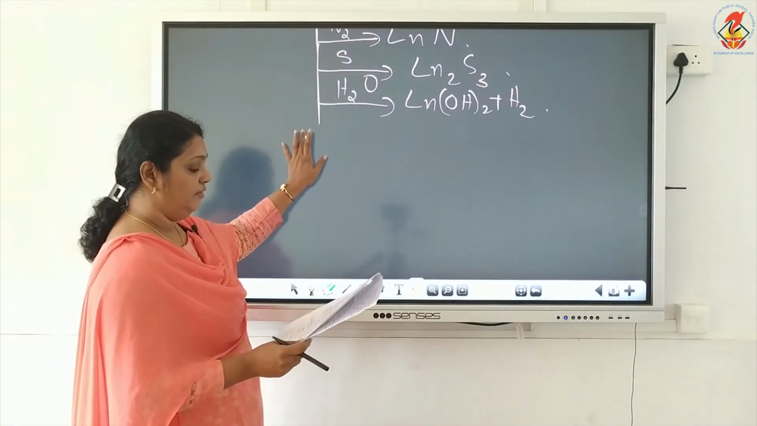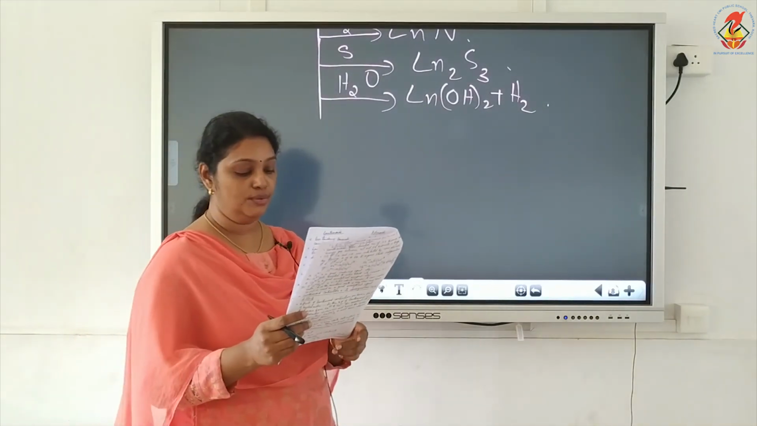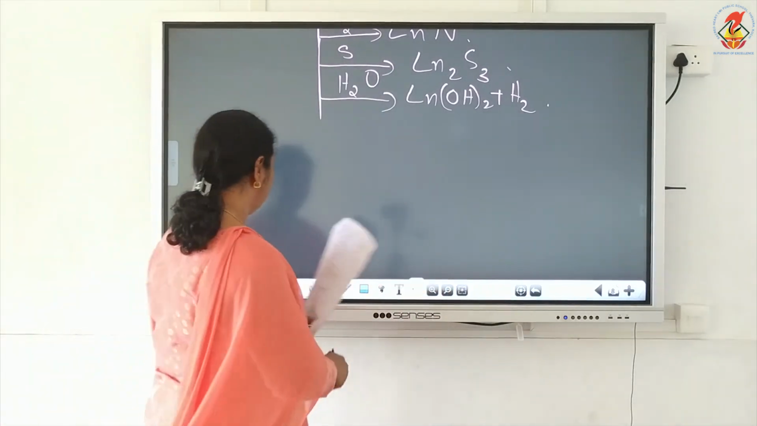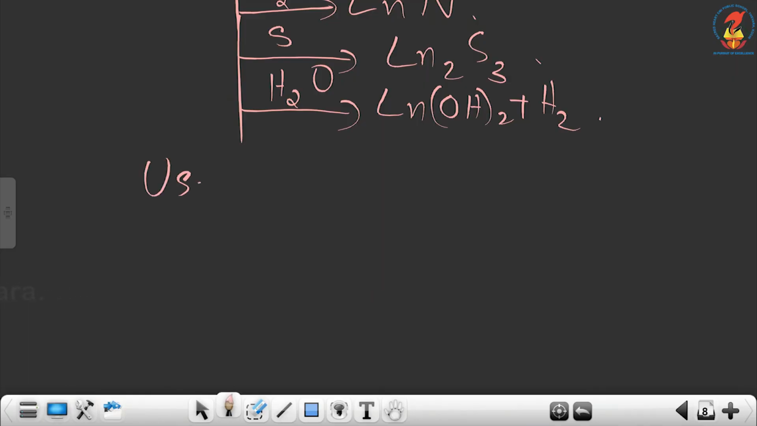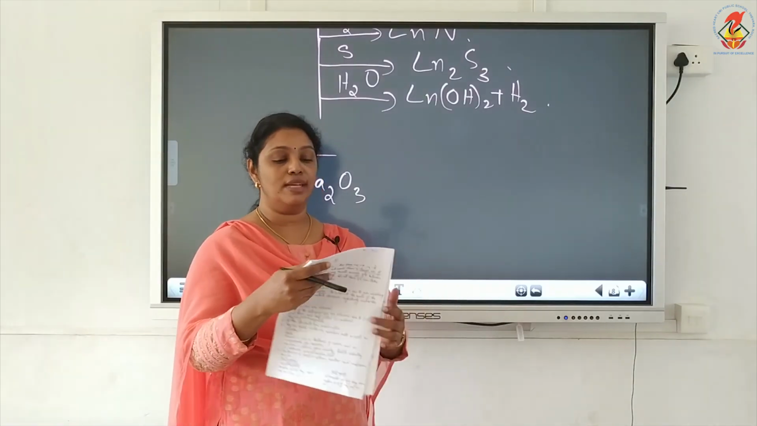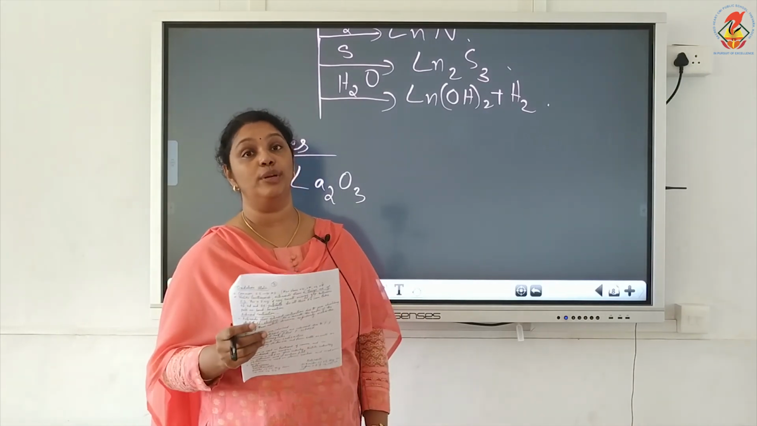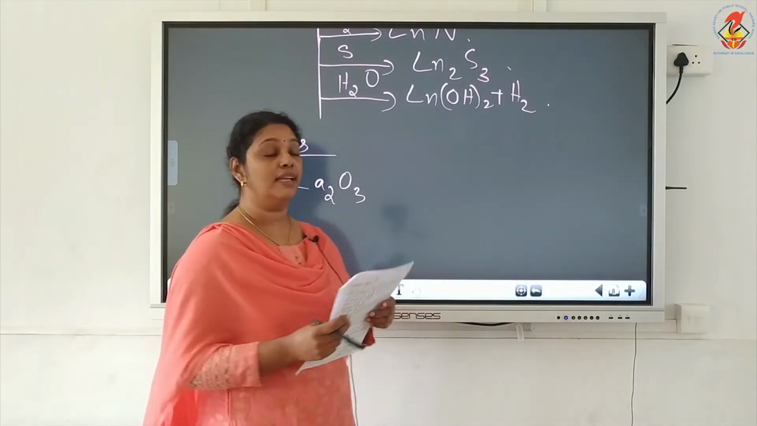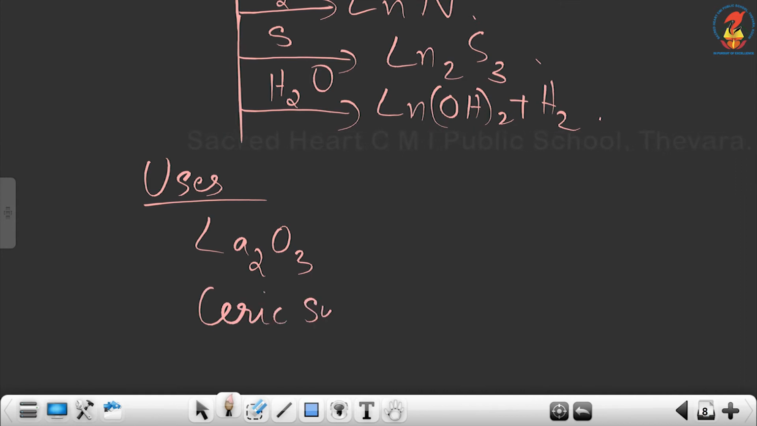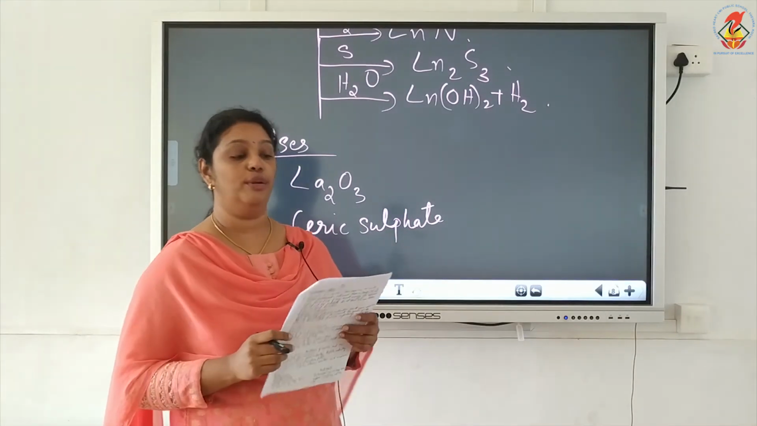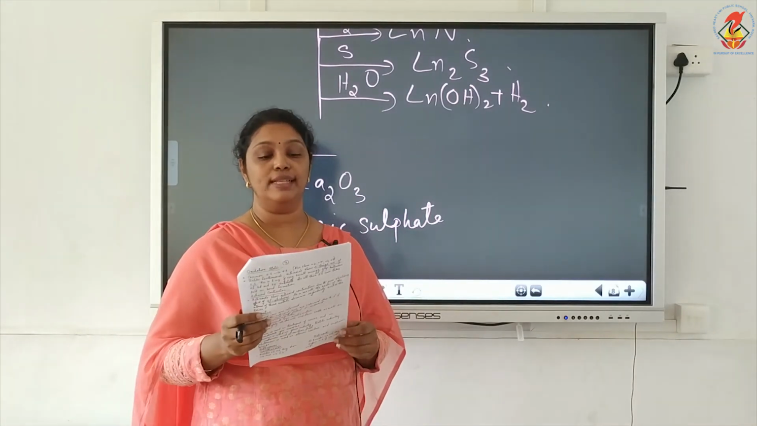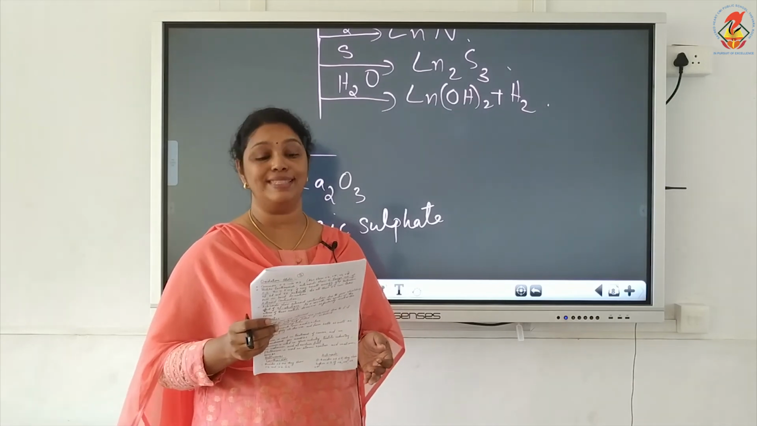Now next we have the uses of lanthanoids. Uses: lanthanum oxide, La2O3, is used in glass industry for polishing glass and making colored glasses. Now, mixed oxides of lanthanoids are used as catalyst in petroleum cracking. The third use is ceric sulfate, which is used as oxidizing agent in volumetric analysis. And the fourth use is lanthanoids are used in the production of alloy steels.